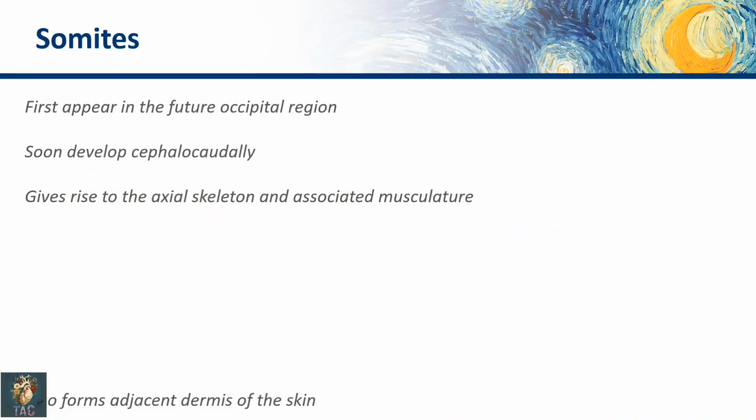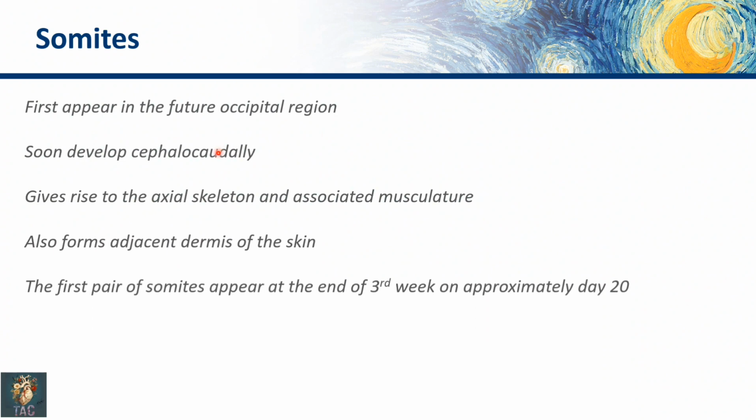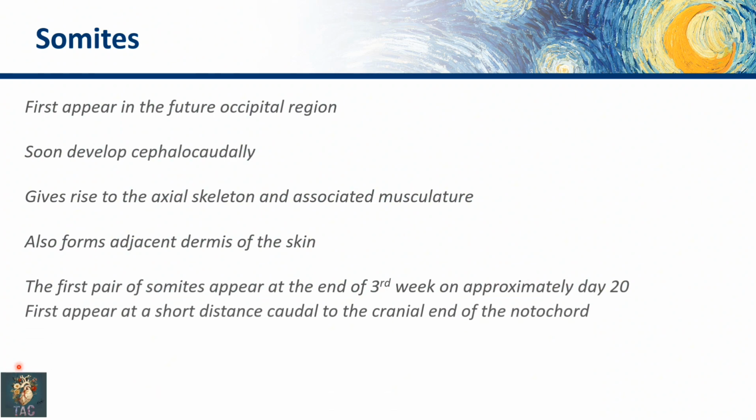The somites first appear in the future occipital region, then they develop cephalocaudally. They give rise to the axial skeleton and the associated musculature, and also form the adjacent dermis of the skin. The first pair of somites appear near the end of approximately day 20. This is your MCQ, please remember. They first appear at a short distance caudal to the cranial end of the notochord. This is the location of the first pair of somites, and subsequent pairs appear in a craniocaudal or cephalocaudal sequence.